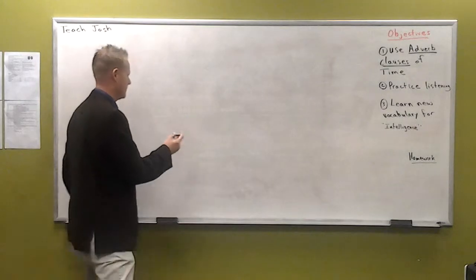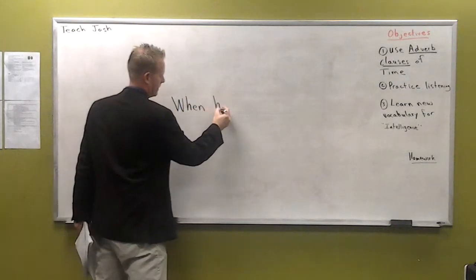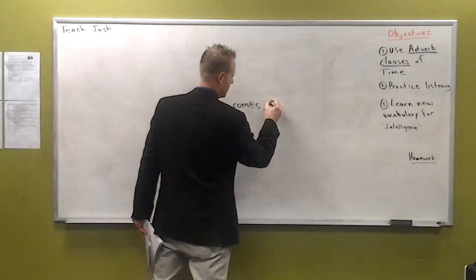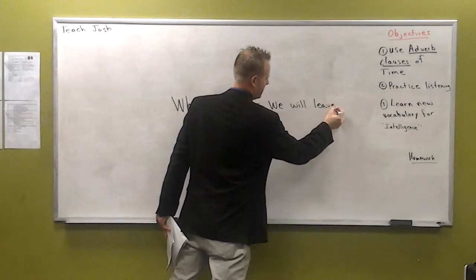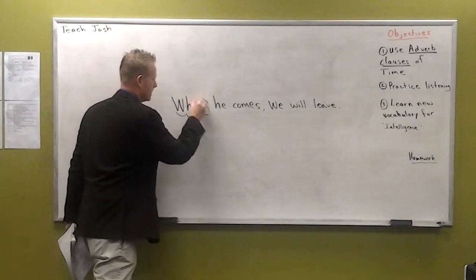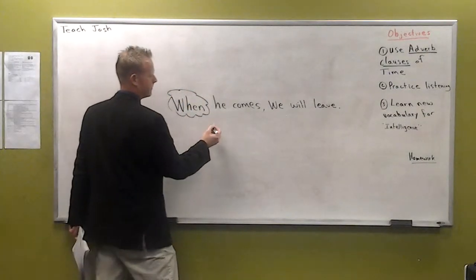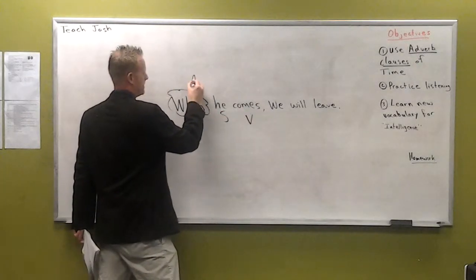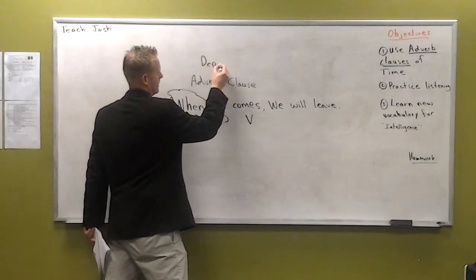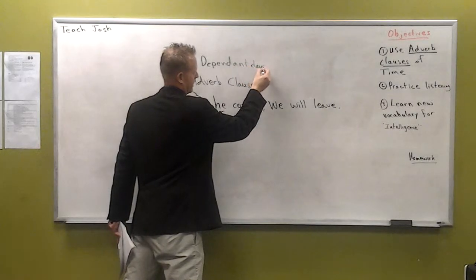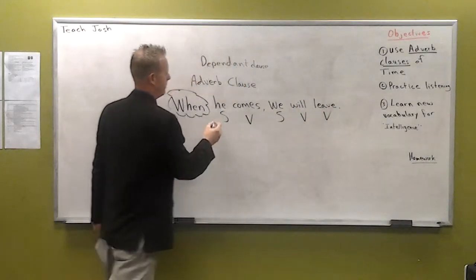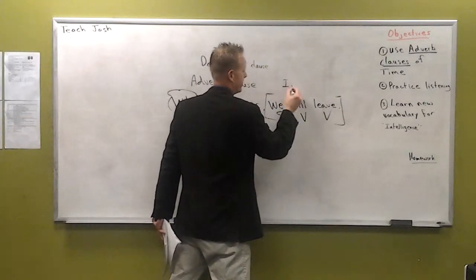Correct. So, when he comes, comma or no comma? Comma. We will leave. What's the starter word or the signal word? Just when. Yeah. So this signals the adverb clause, right? And what's the subject? He. And the verb? Comes. Good. So this is the adverb clause. We also call it a dependent clause. And then the main clause, where's the subject? We. Good. Verb? Good. And by the way, let's just be clear, there's your independent clause.